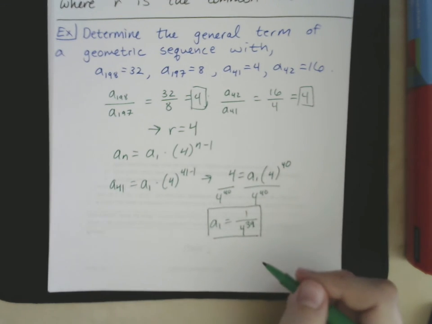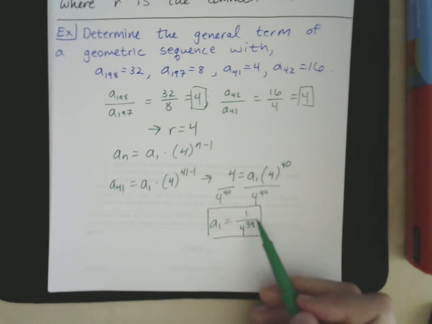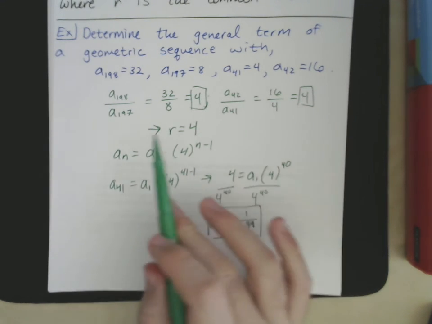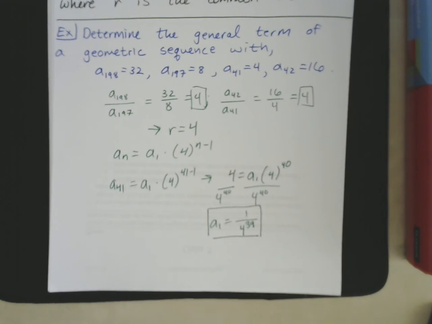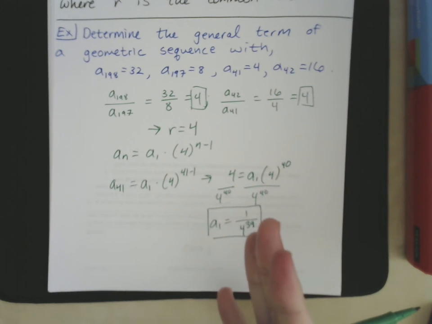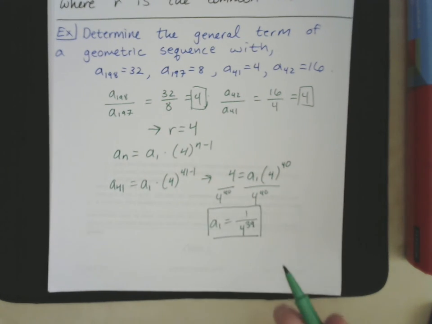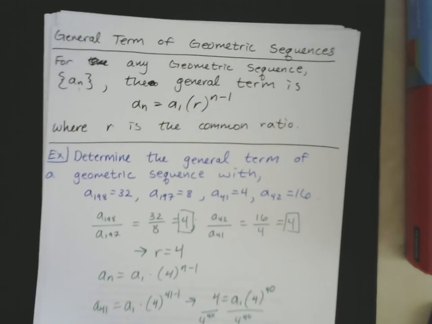Now this is kind of an extreme example because we use such a big power here, 41, 42, 197, 198. But this is the same process that we want to do. And in fact, if we do this, all we need is 2 terms of a geometric sequence, and we can figure out the general term, which then allows us to figure out any term. So let's look at another example together.